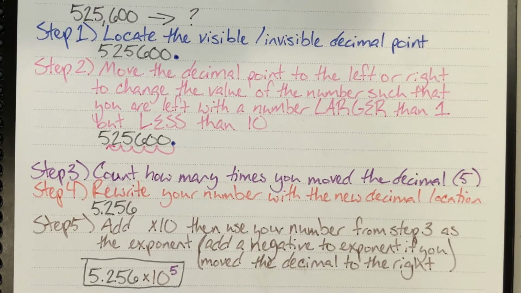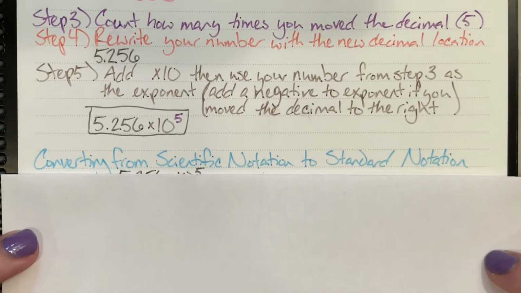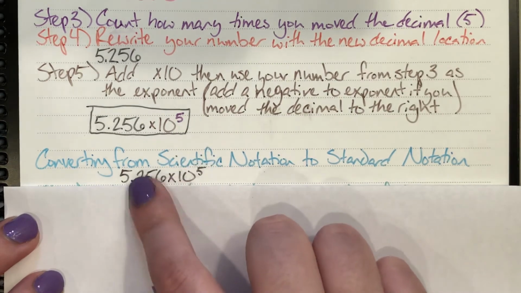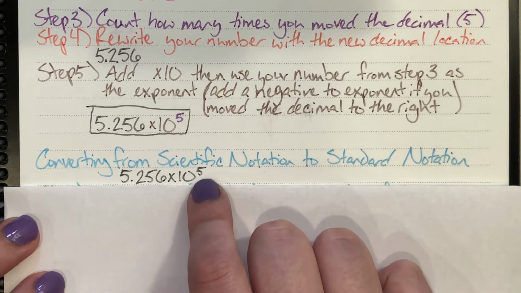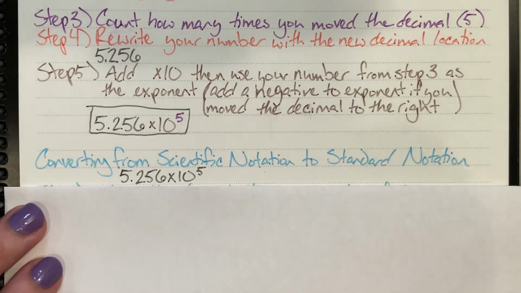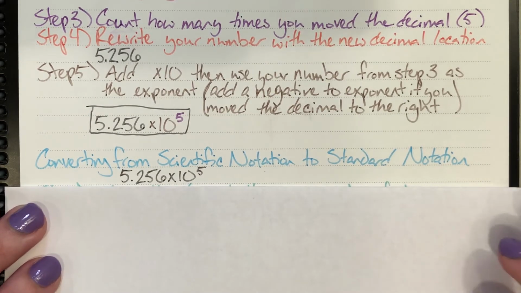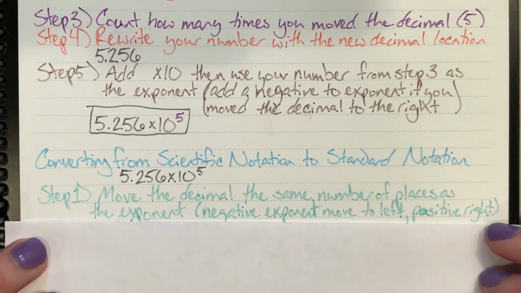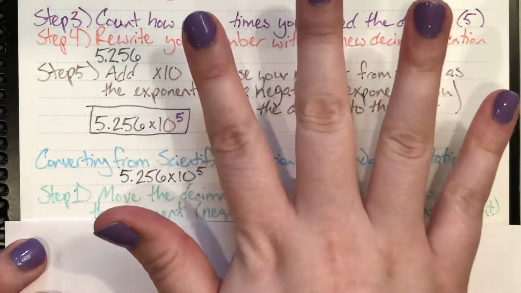Now we're going to do the reverse, and we are going to be converting from scientific notation into standard notation. I'm going to use the exact same number that I just found here, and I'm going to make sure that we did this correctly. So I have 5.256 times 10 to the 5th as my scientific notation number, and I'm going to convert it into standard notation, and we're going to check our work and make sure that it's actually correct. My very first step is going to be to move my decimal point the same number of places as my exponent. So my exponent is 5, so I'm going to move my decimal 5 times.